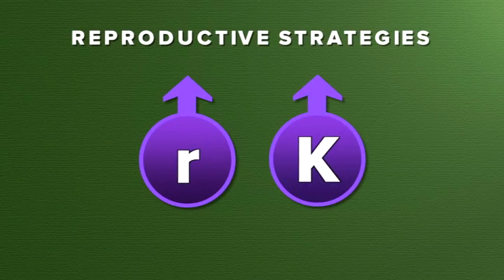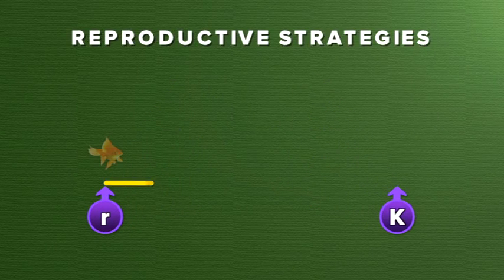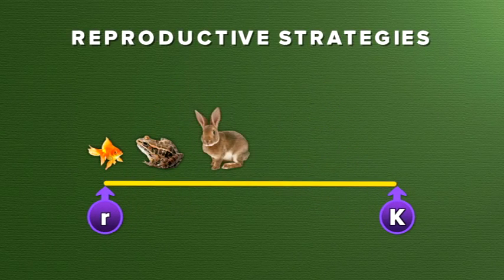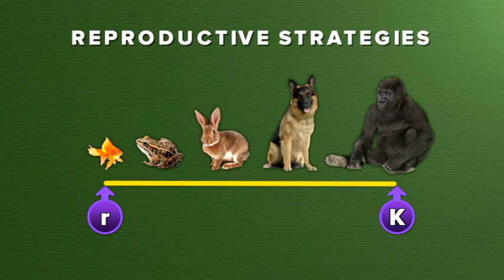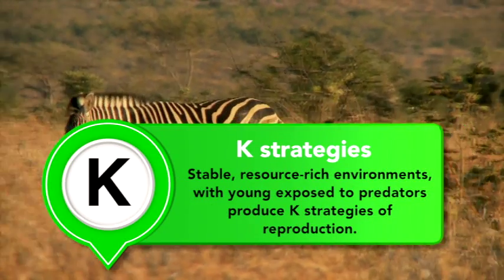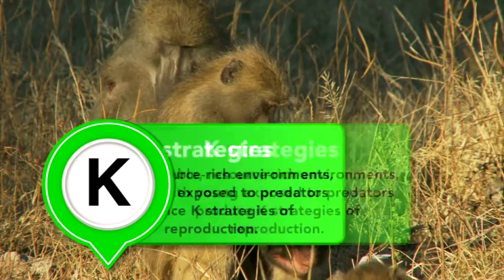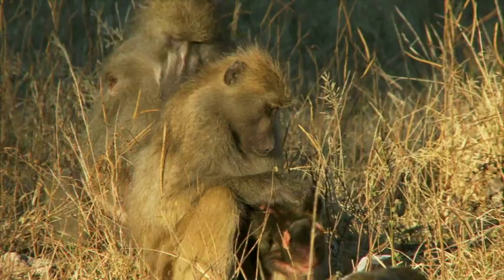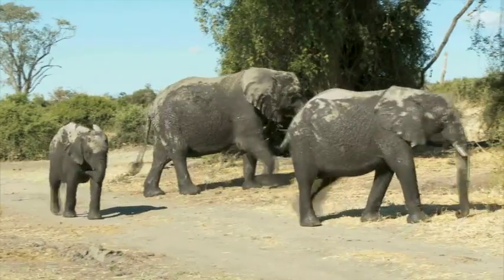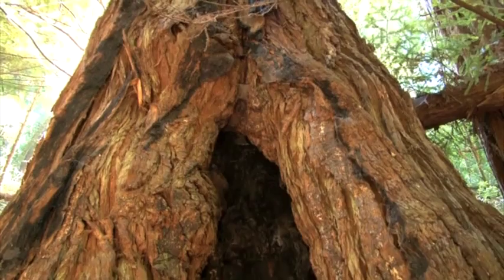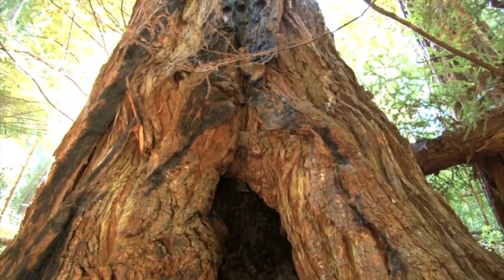Scientists recognize the two reproductive strategies as r selection and K selection. Each species lies somewhere on the r-K continuum, determined by evolution, which maximizes the reproductive success of a species' individuals. What kinds of environmental conditions make one strategy more successful than another? Stable, resource-rich environments with young exposed to predators produce K strategies of reproduction. K strategies invest in development of offspring. Animals such as humans, elephants, dolphins, and plants like sequoia trees use a K reproductive strategy.